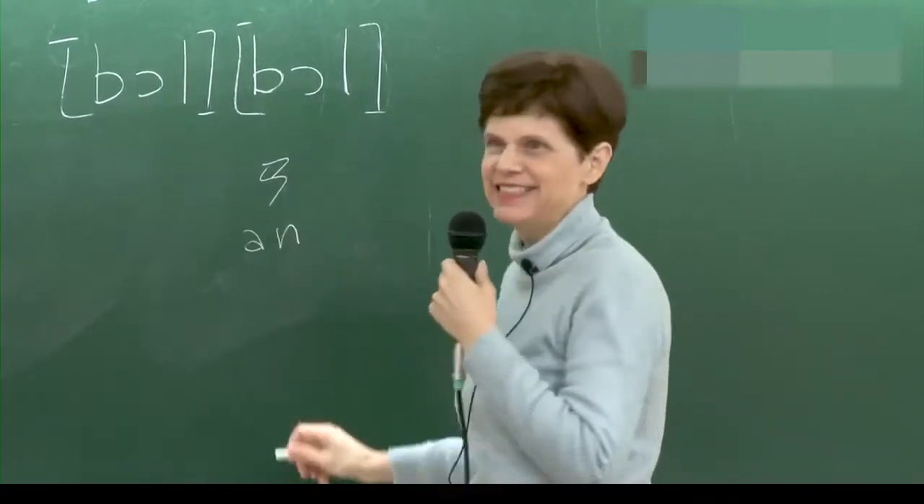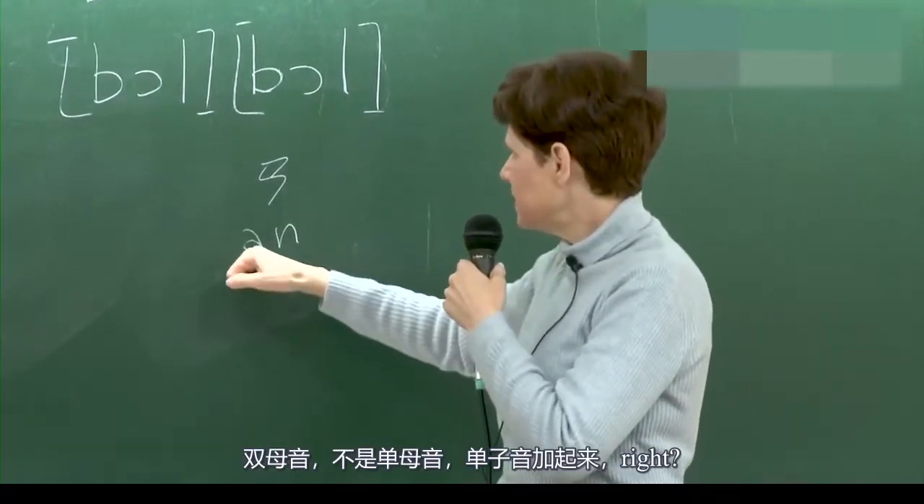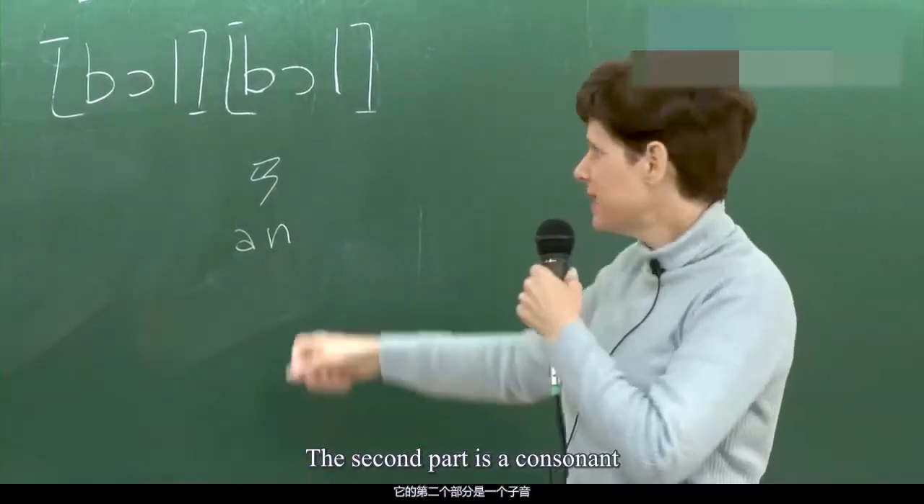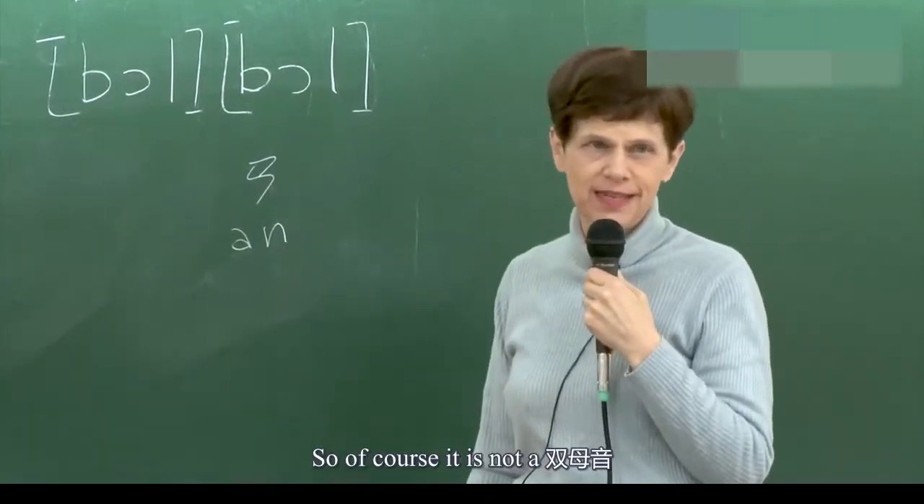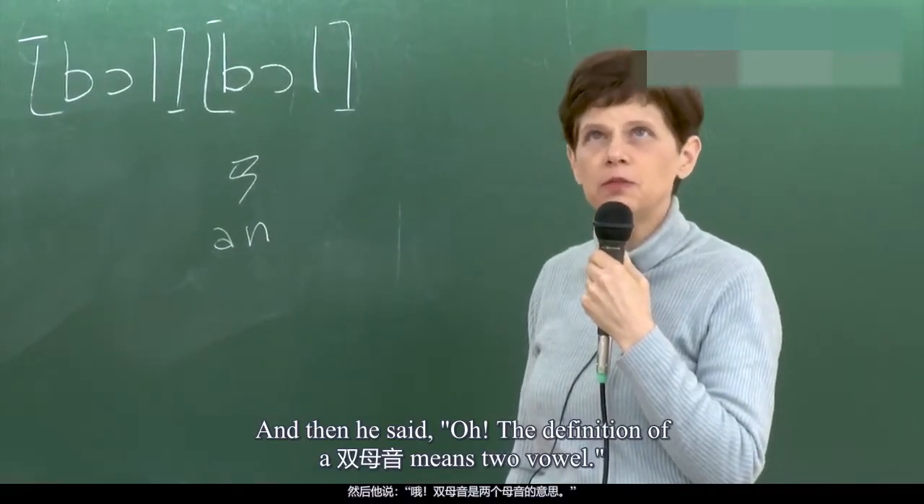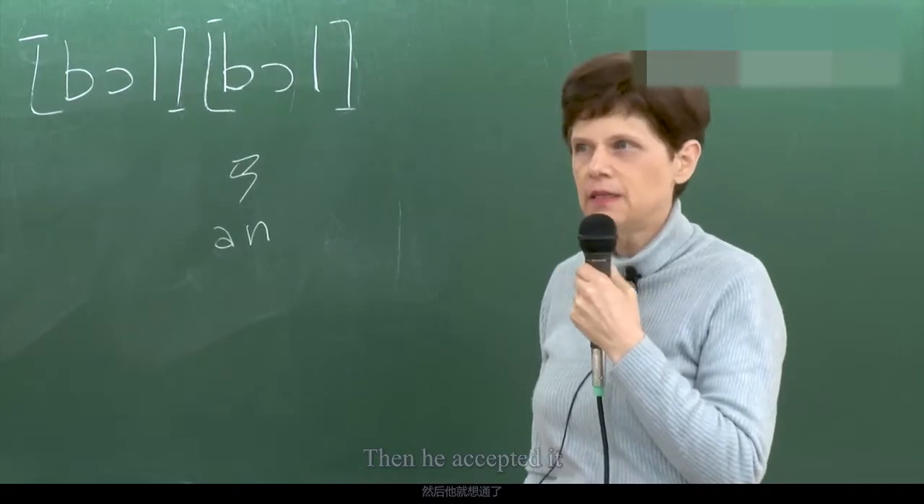It's a consonant. 双母音不是单母音单子音加起来, right? The second part is a consonant. So of course it's not a 双母音. And then he said, oh, the definition of a 双母音 means two vowels. Oh, then he accepted it.